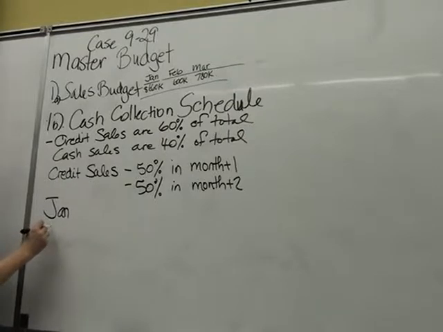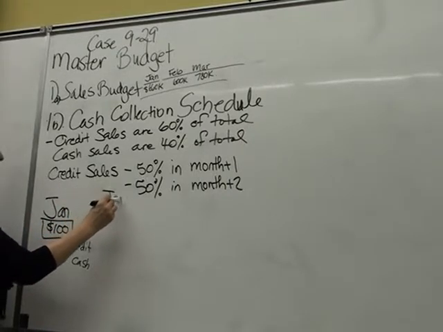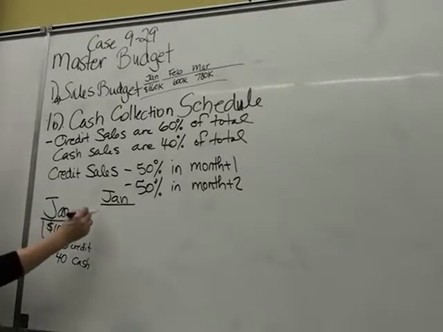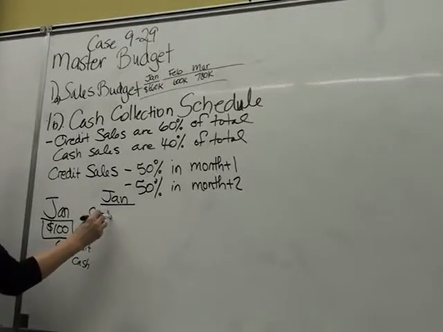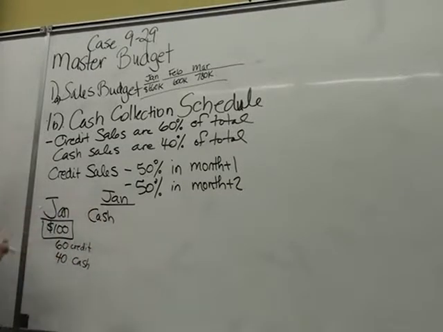So what that means is, for January, let's say sales were 100,000. Let's say they were $100, just for an example. So of that $100, $60 is credit, $40 is cash. So the cash collection for January is going to be based on this. Usually you always start with cash. So the cash collection for January is going to be $40.